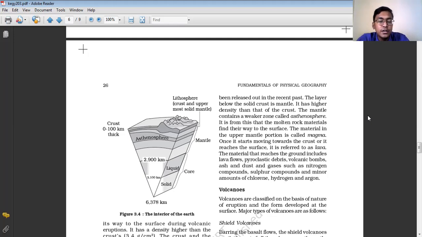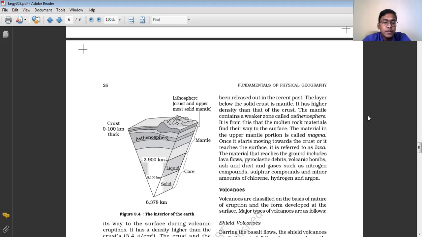Not only this, but ashes and dust particles also come out. When the volcanic eruption takes place, the entire sky, the atmosphere, becomes covered with dust particles and different gases, so it interrupts the movement of flights and all. Different types of gases are released during a volcanic eruption, such as nitrogen, sulfur, chlorine, hydrogen, and argon.